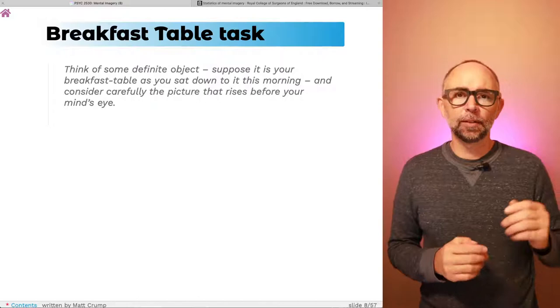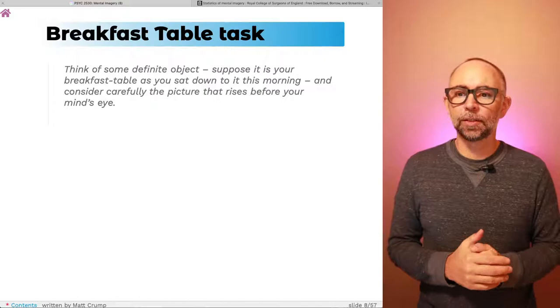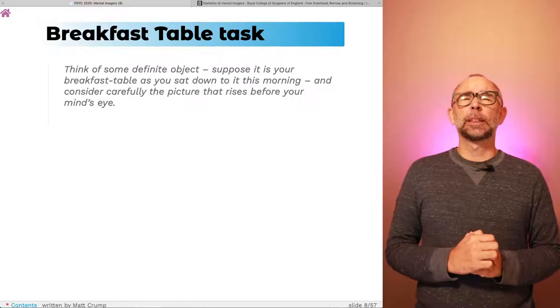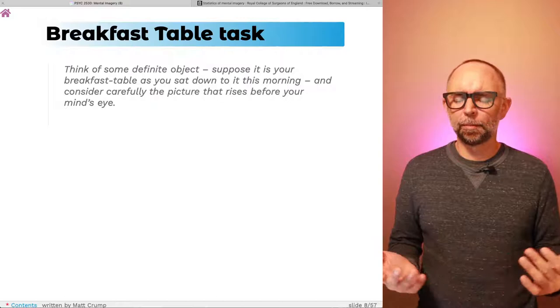So Galton sent letters around to these people. And in the letter, it asked them to do this. It said, think of some definite object. Suppose it's your breakfast table as you sat down to it this morning, and carefully describe the picture that rises before your mind's eye. All right, so if I was to do that, I didn't sit at a breakfast table this morning, but I can sort of see the counter, and you know, I blended an apple today, so I could kind of see that apple there, I think.